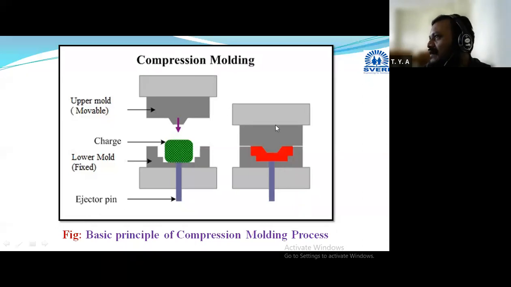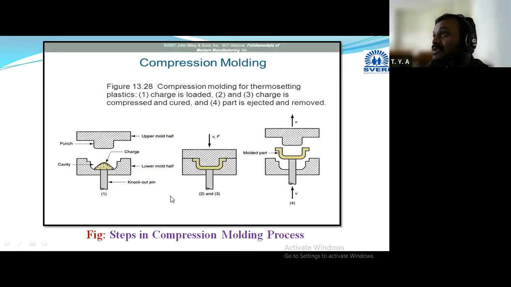In this way, this mold is closed for some time. As the material used is thermosetting material, due to the heat and application of the pressure, it will acquire the shape of the mold cavity. After some period of time, we open the closed mold, and with the help of the ejector pin, we remove the molded part. This is the concept of compression molding.